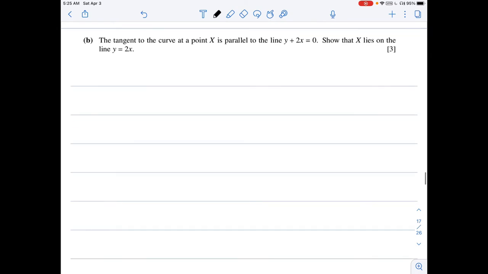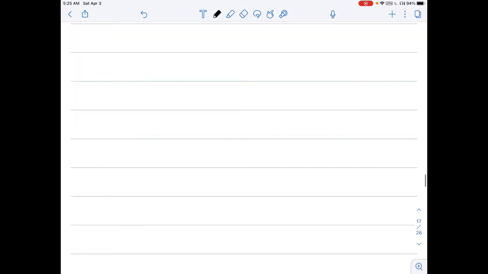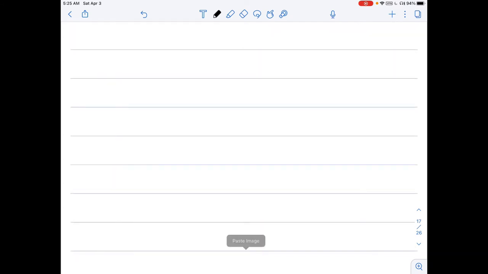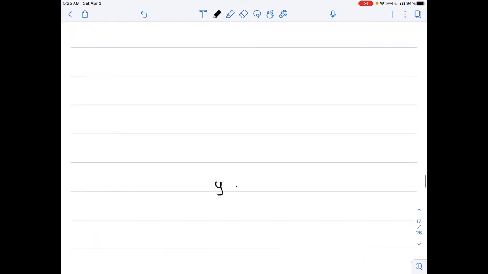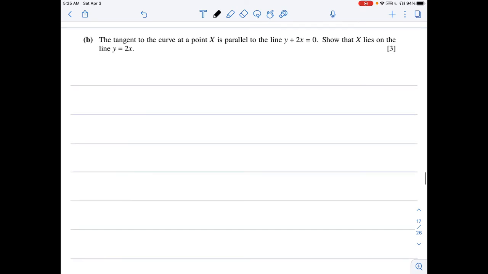Now coming to part B, it says the tangent to the curve at a point x is parallel to y plus 2x is equal to 0. Show that x lies on y is equal to 2x. It has been told that x lies on y is equal to 2x. So I should be getting the y value and x value, and they should satisfy this equation. Whatever the y value and x value are, they should satisfy this equation. So what am I going to do?